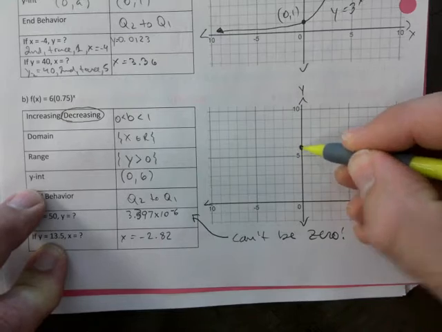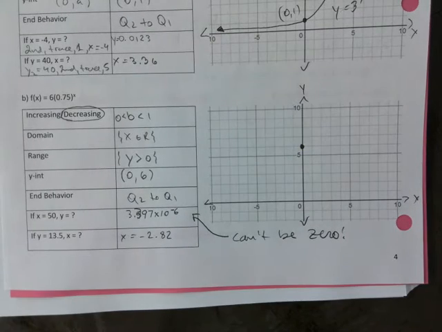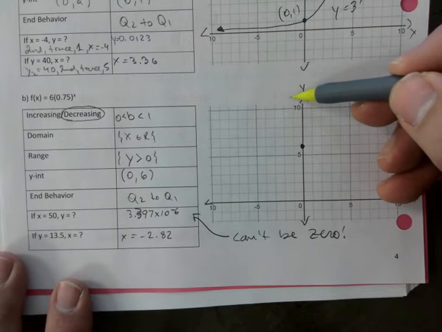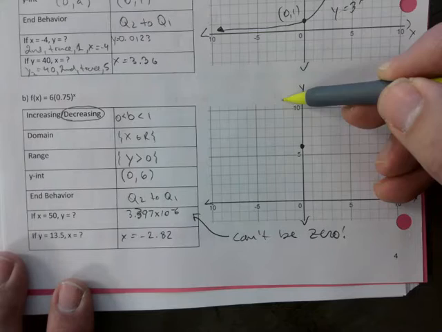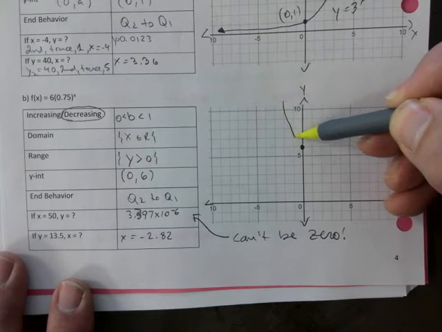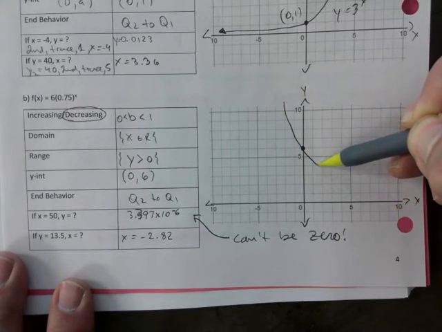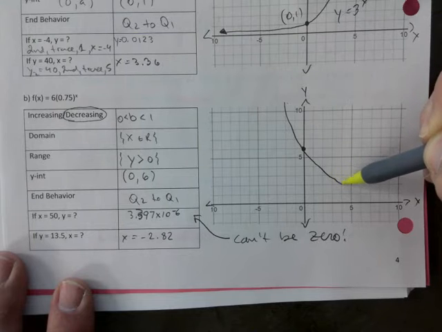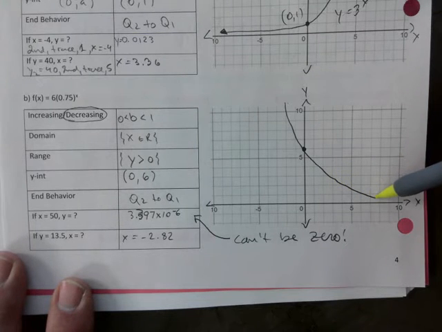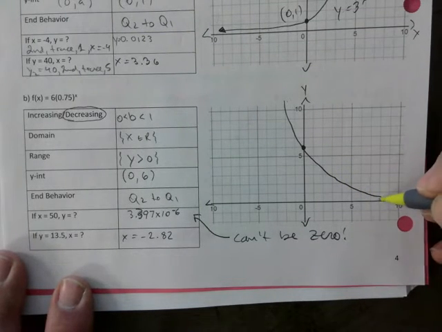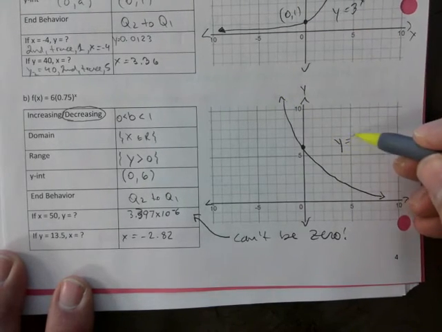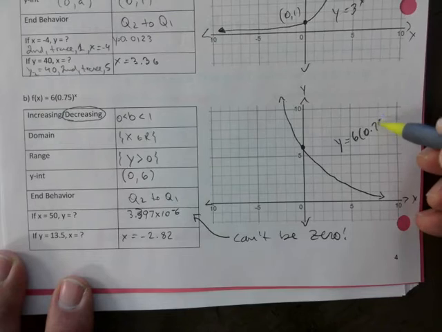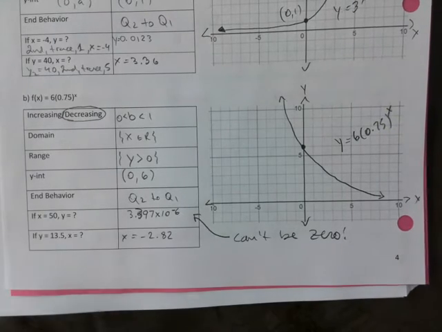0, 6 must be on there. So what you do is just come down through it and then kind of inch your way towards the x-axis, but you never touch it. This is y is equal to 6 times 0.75 to the power of x.